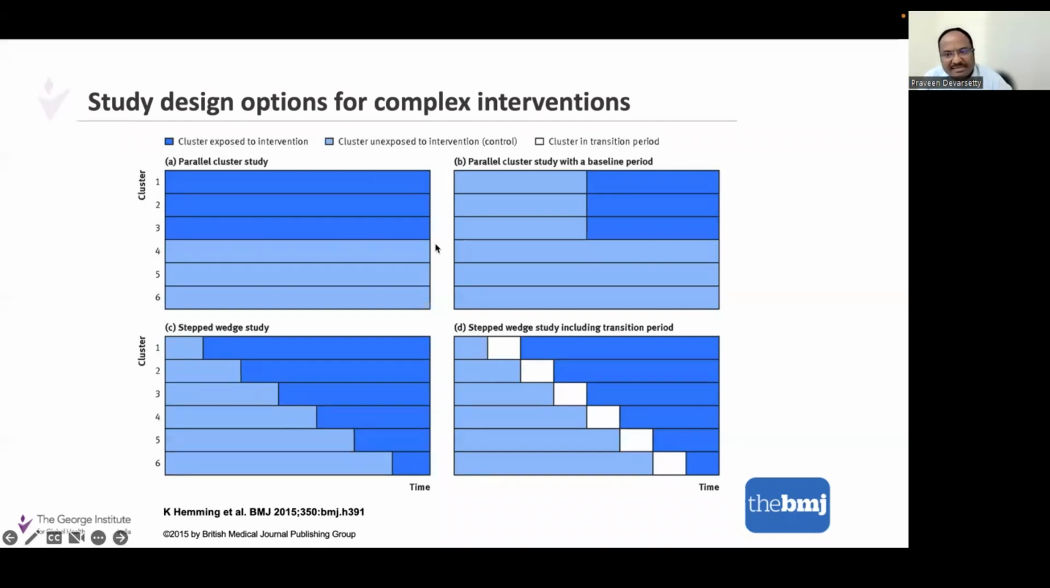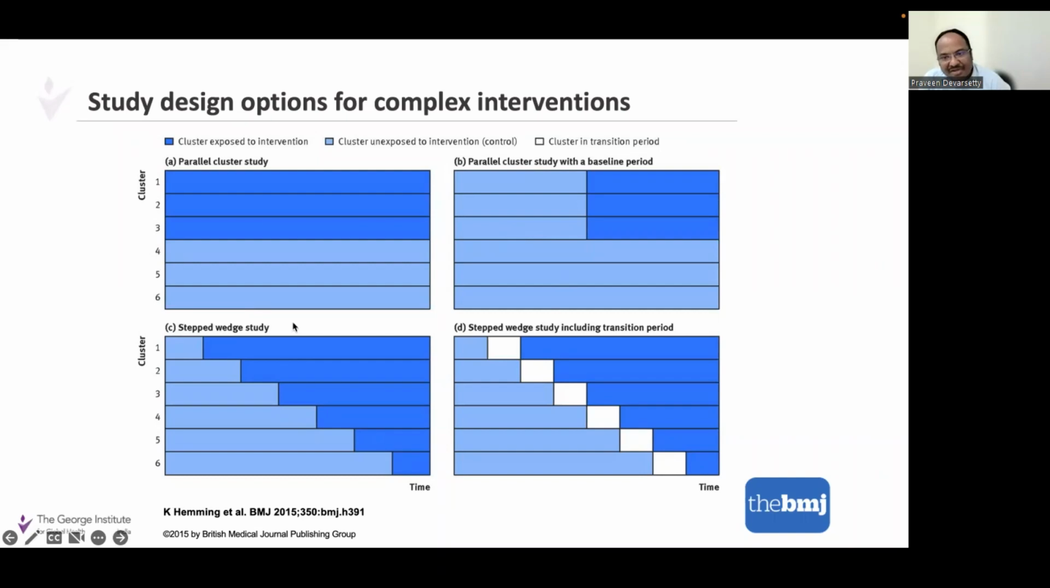The next is a CRCT with a baseline period, which is B here. And here we do a baseline amongst all the clusters, all the 6 clusters. And after this baseline, we randomize the clusters either into an intervention or into a control. So this also allows you to do some sort of pilot testing of your intervention, to adapt, to contextualize, to modify, to improve your intervention to suit the community.